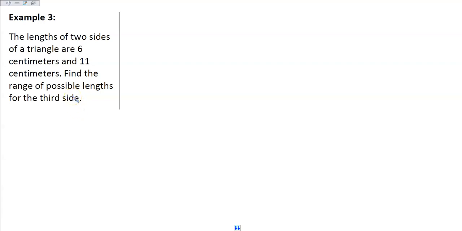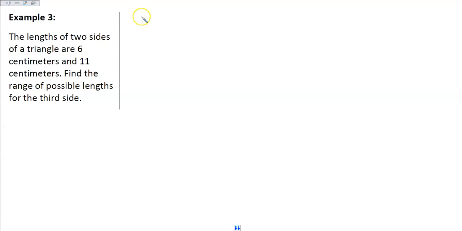All right, let's look at our next example here. I want to know what my range is for sides. So I'm going to know two sides of my triangle with this example. I know that I have a triangle with a side length of 6, and I know I have a side length of 11 centimeters. I want to know where that possible third side could be.